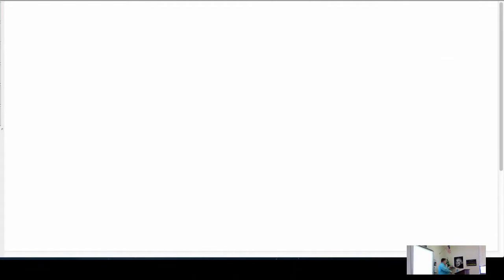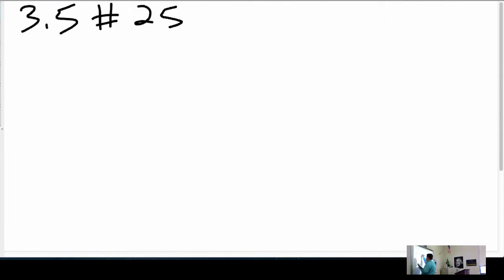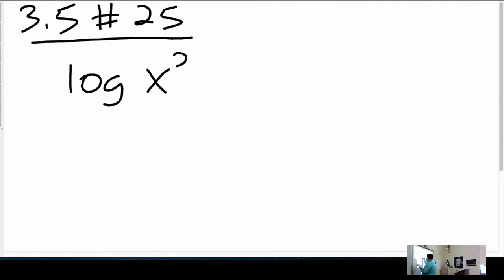Right, so now the next one is problem number 25 out of your textbook. So 3.5, problem number 25. And problem number 25 says we have the common log of x squared is equal to 6. Okay? And so our goal, we want to solve for x. Does that make sense?